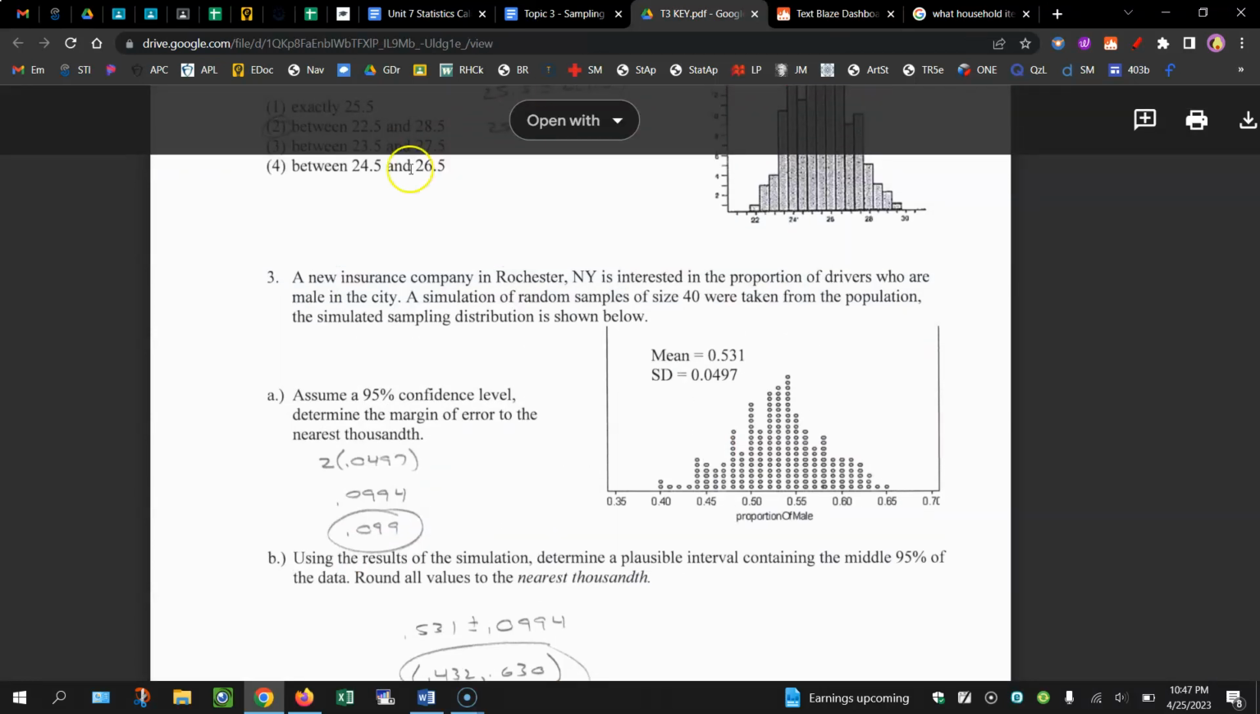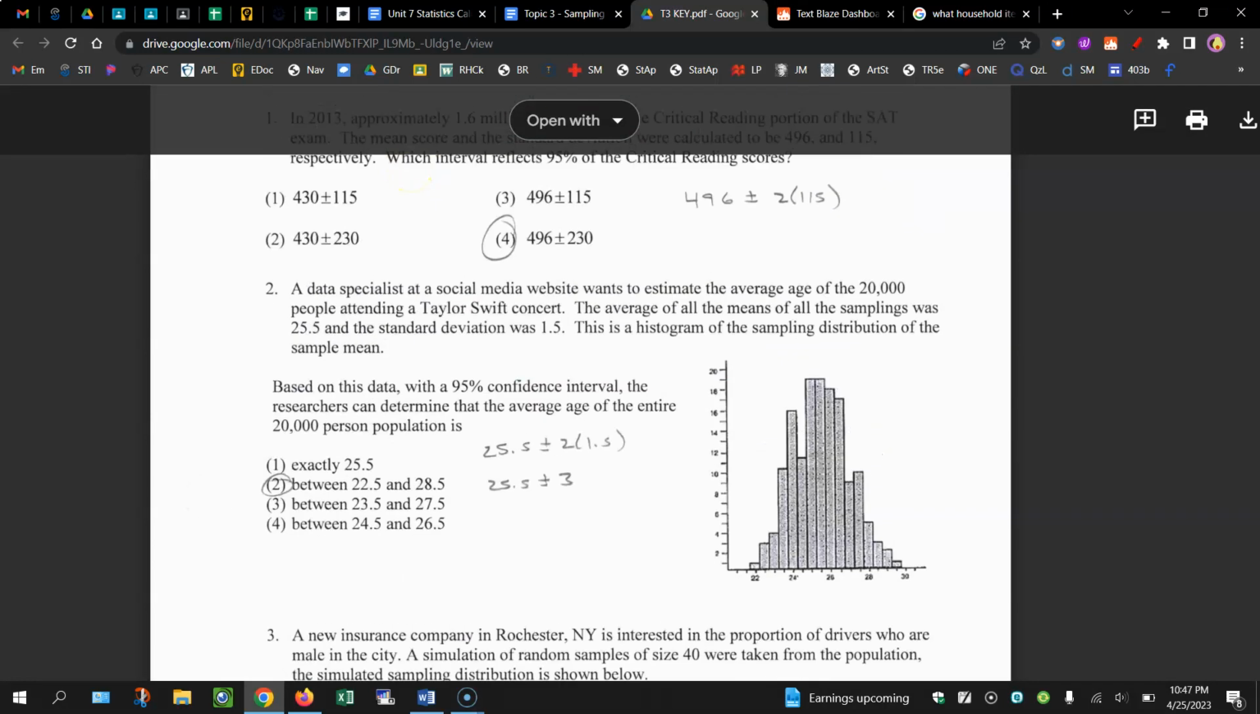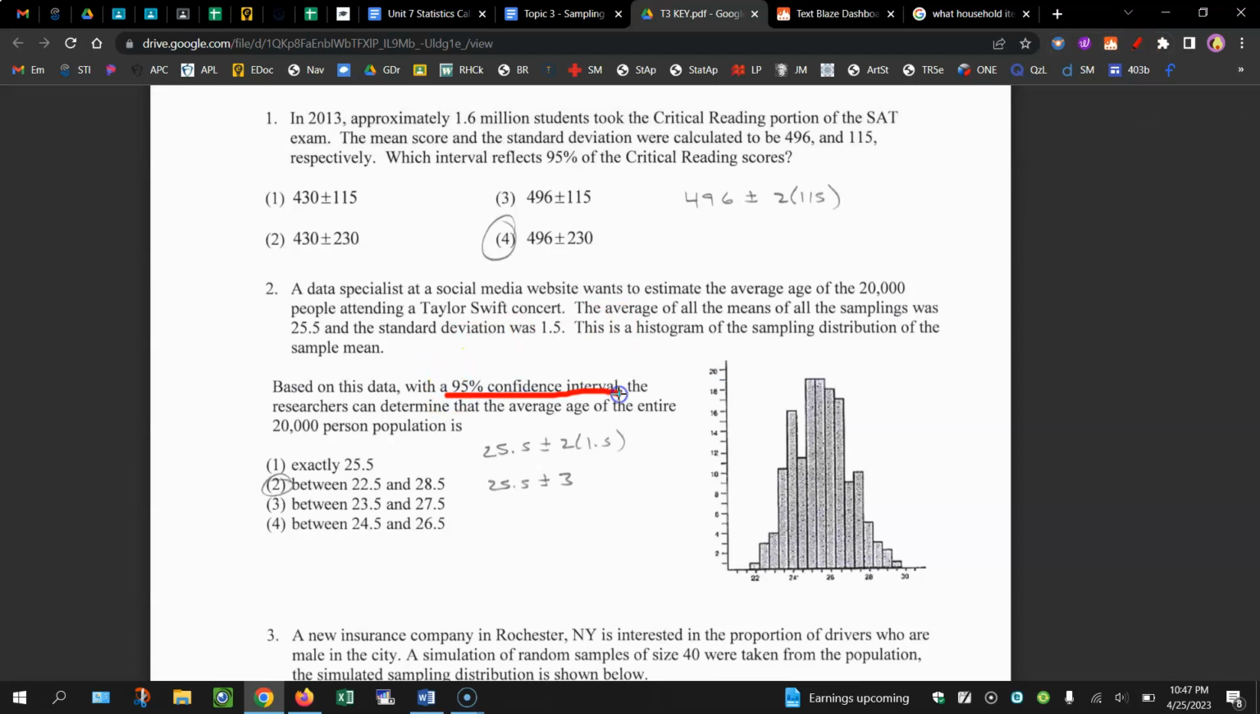So in question 2, you're looking for the 95% confidence interval here. So you're just going to be taking the mean, which they told you was 25.5, plus or minus 2 times the standard deviation. When you do that, you're going to get 25.5 plus or minus 3. So if you subtract 3 and add 3, that's where you're going to get those 22.5 and 28.5 from.